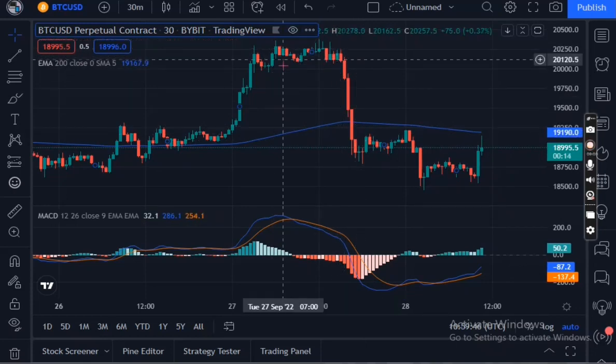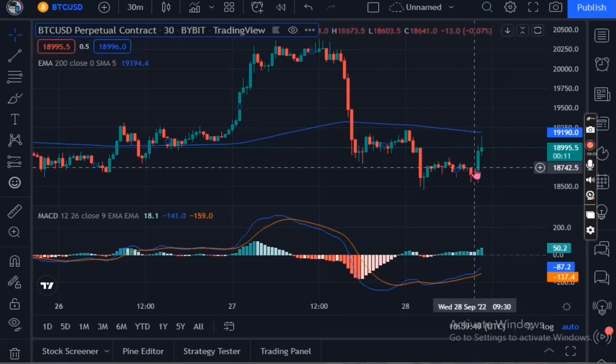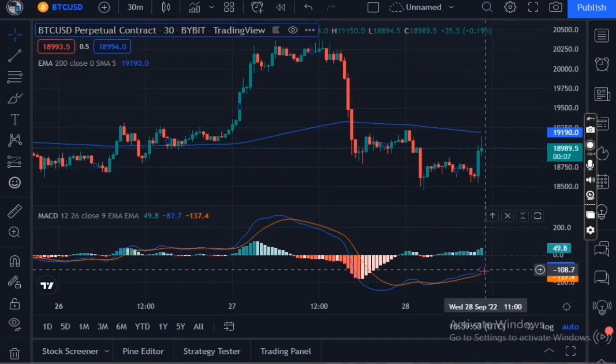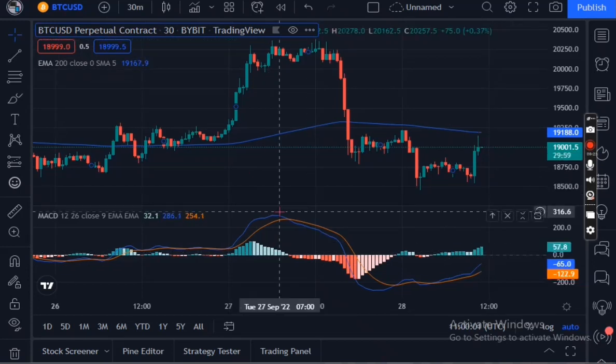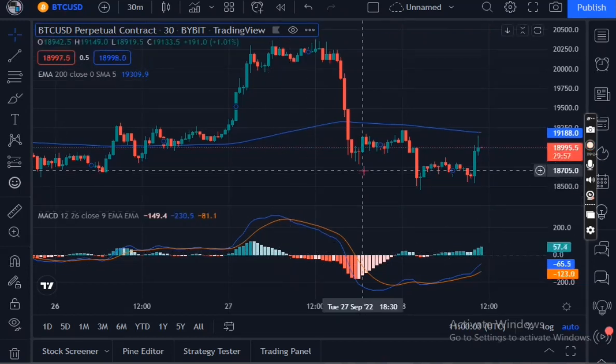So here what we need to do is we could actually wait for this to close and see how it actually opens the next one, and we'll trade there and we'll see how it goes. And that is how MACD BTC works. Very effective stuff, very effective stuff.